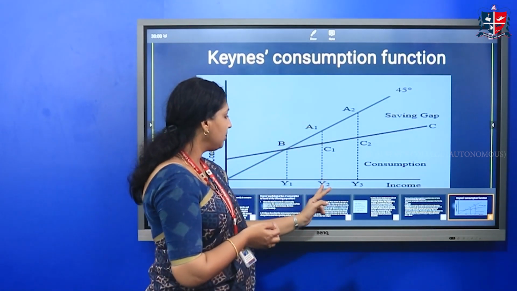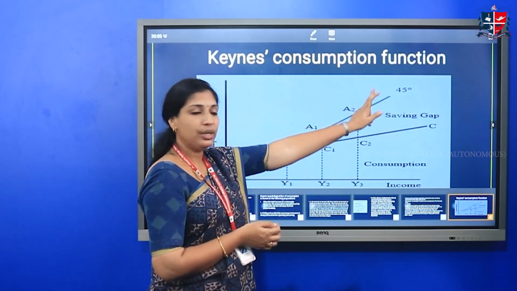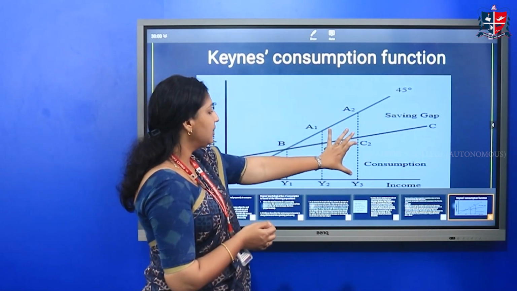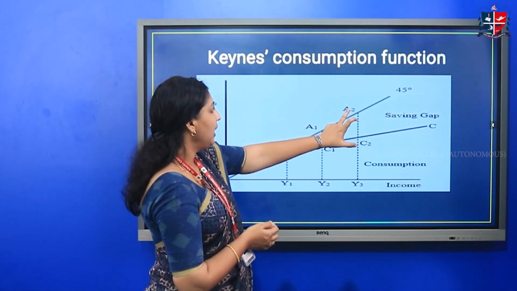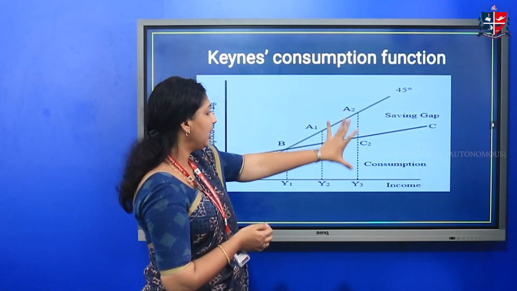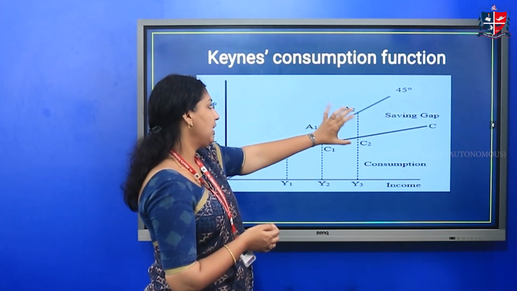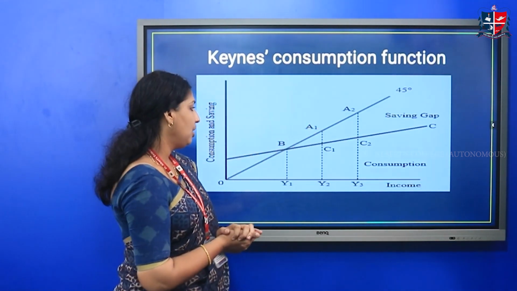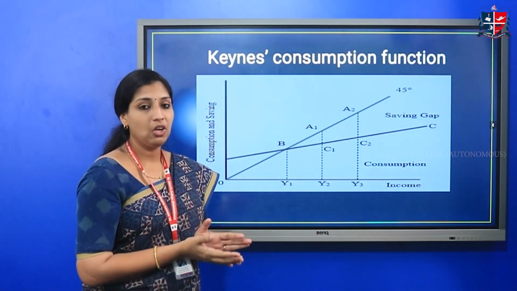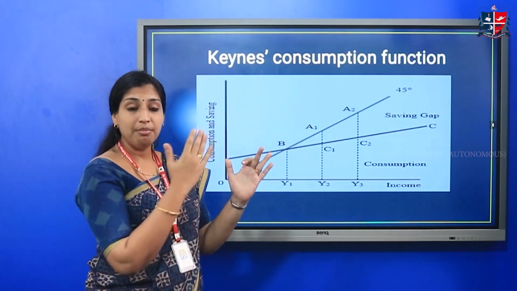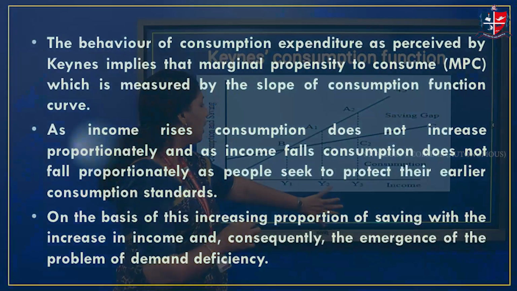Okay, when again income increases from Y2 to Y3, what happens here? Consumption is also increasing, income is also increasing. Now here we can say that consumption increased only till C2, Y3, but income, see the difference here, is A2, Y3. So again there is a saving gap, that is A2, C2. So it means that whenever there is an increase in income, consumption will also increase, but by a lesser proportion. The remaining portion will be used for savings. This is what is meant by Keynes' psychological law of consumption function.